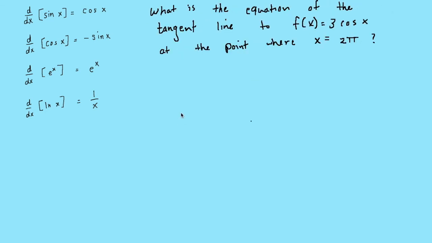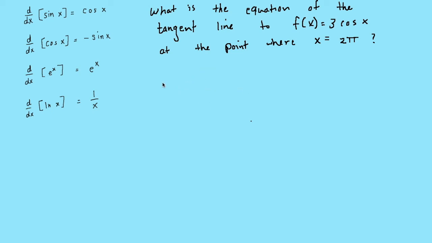Our final question says, what is the equation of the tangent line to f of x equals 3 times cosine x at the point where x is equal to 2 pi? In order to get the equation of the tangent line, we're going to need a couple of things. We need a slope at x equals 2 pi, and then we'll also need a point on the graph where x is equal to 2 pi.